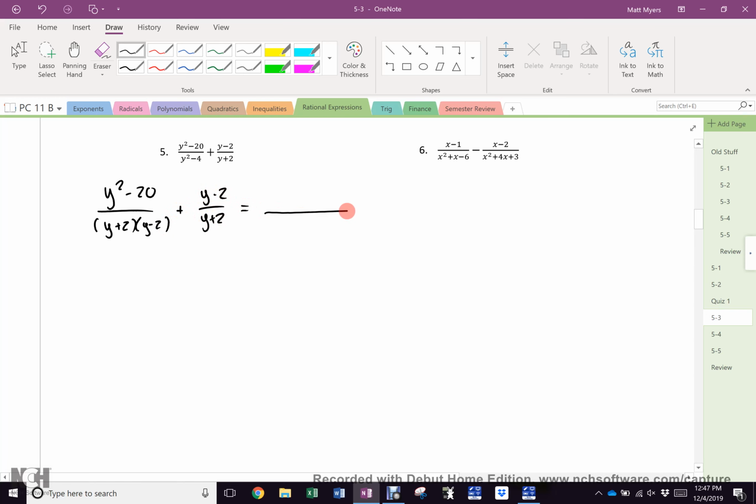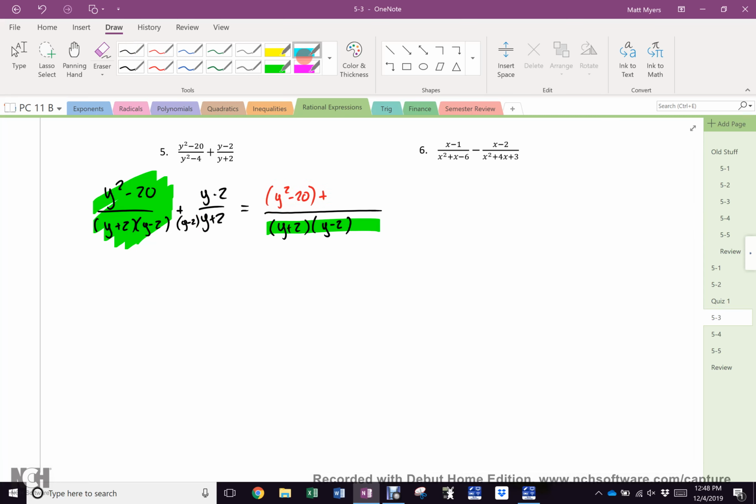Now, what would you say is your common denominator? Y plus 2 and y minus 2, because you needed them both here, right? So if you multiplied this by y minus 2, don't you have a common denominator? Everyone agrees? So there's my common denominator, yes? Does this term have that common denominator? Yes or no? Okay. So if that term's denominator didn't change, did its numerator need to change? No. So I have y squared minus 20.